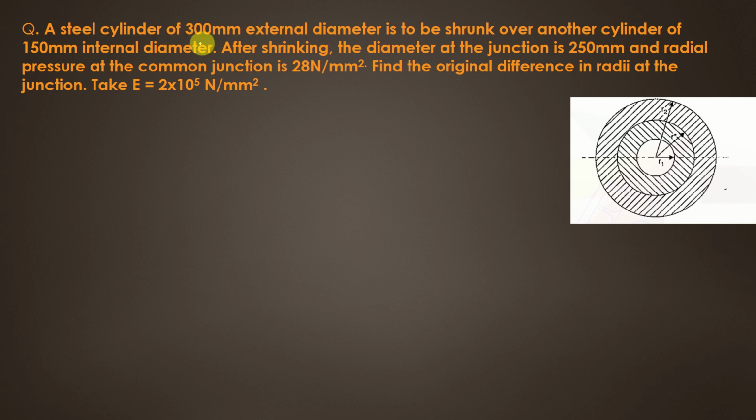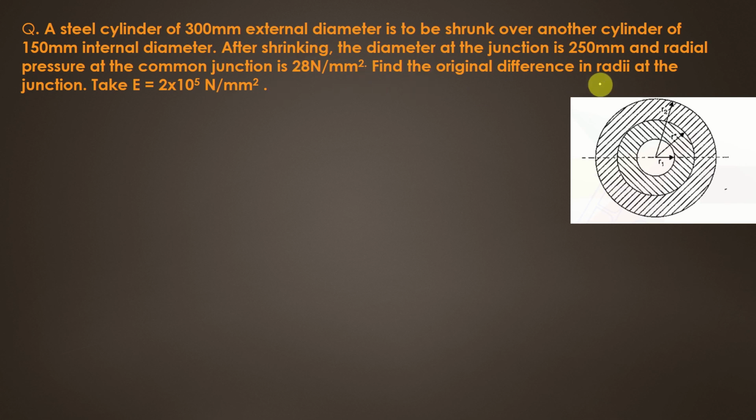A steel cylinder of 300 mm external diameter is to be shrunk over another cylinder of 150 mm internal diameter. After shrinking, the diameter at the junction is 250 mm and the radial pressure at the common junction is 28 Newton per mm square.